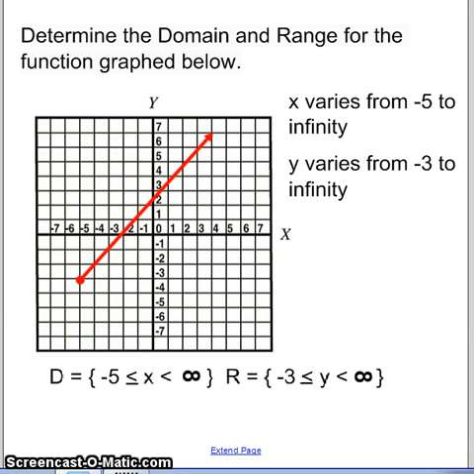We do the same thing with the range. It goes as low as -3, but it will keep going up forever as well. So it goes to infinity. We have a solid dot at -3 that makes the equal part. And since you can never get to infinity, it's just a straight less than.